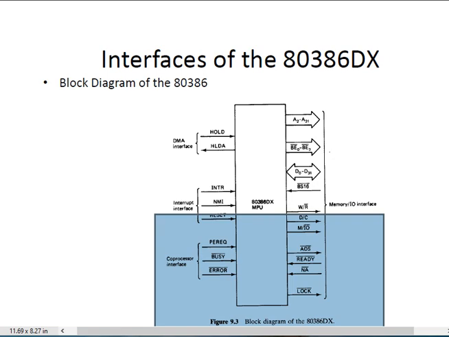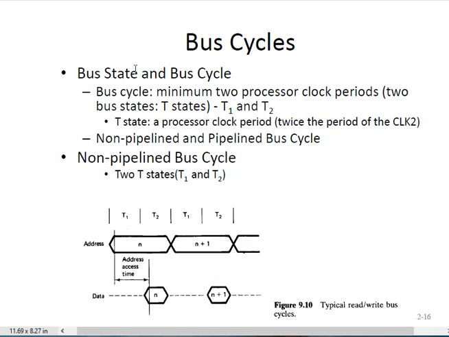Now we'll go for the bus, whether the bus utilizes pipeline or non-pipeline bus cycle. For that purpose, we'll go to the next diagram. Now here is the bus cycle. Before going for the pipeline or non-pipeline bus cycle, we should know what the T state is, and what the bus state and bus cycle are.